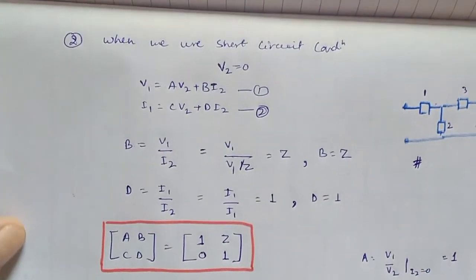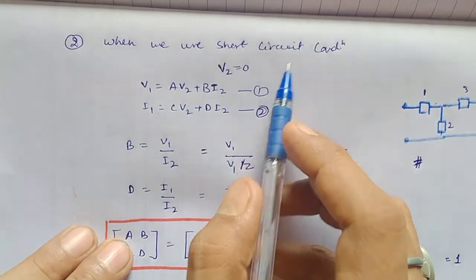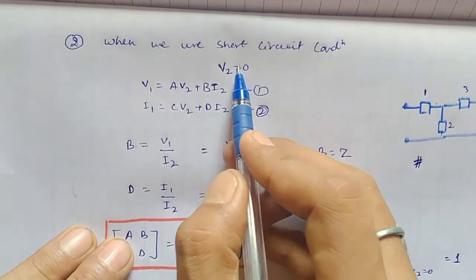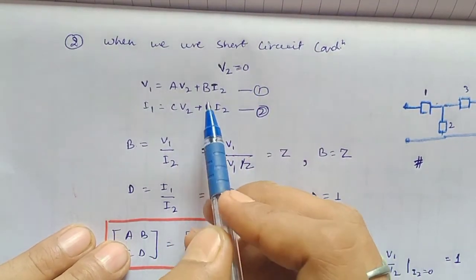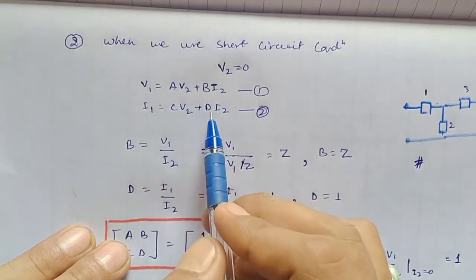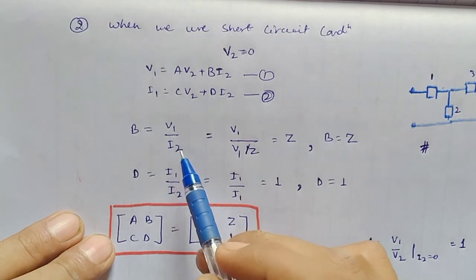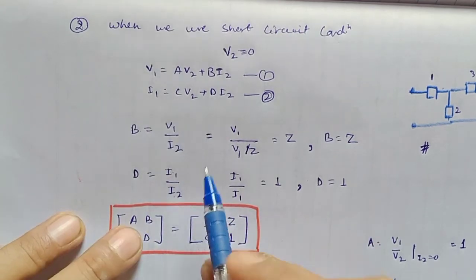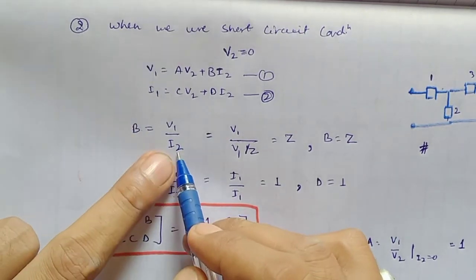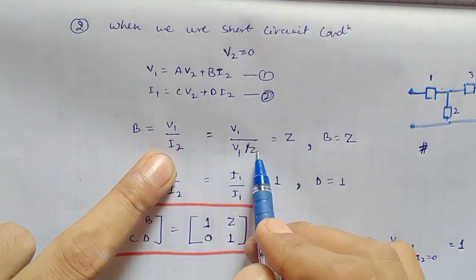Second condition, when we use the short circuit condition, V2 will be 0. So we can find out B and D. B will be V1 by I2 and D will be I1 by I2. I have written here, as you can see, B is equal to V1 by I2 and D is equal to I1 by I2. So in B we can replace I2 in terms of V1 and Z.